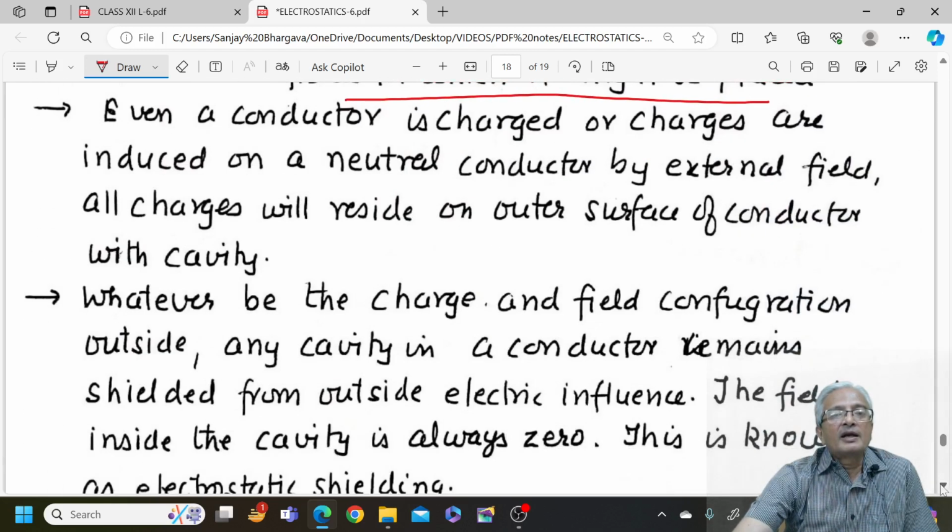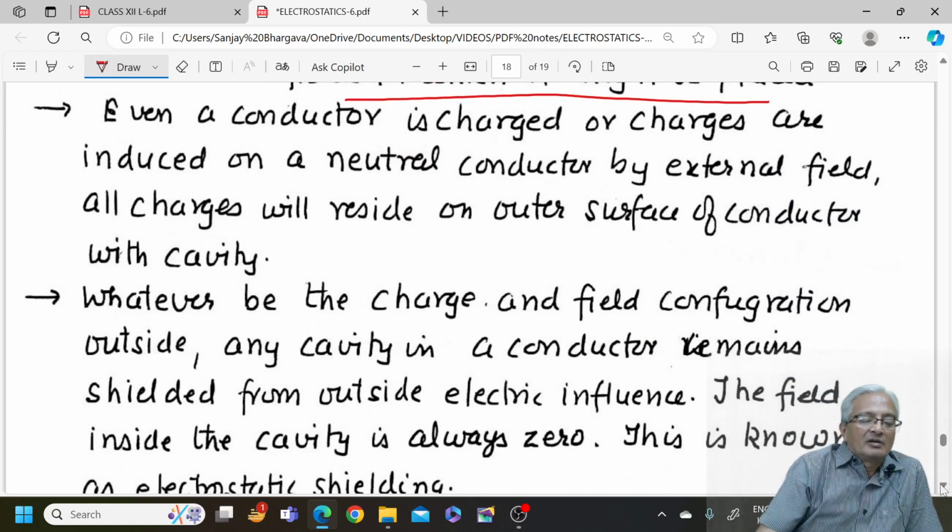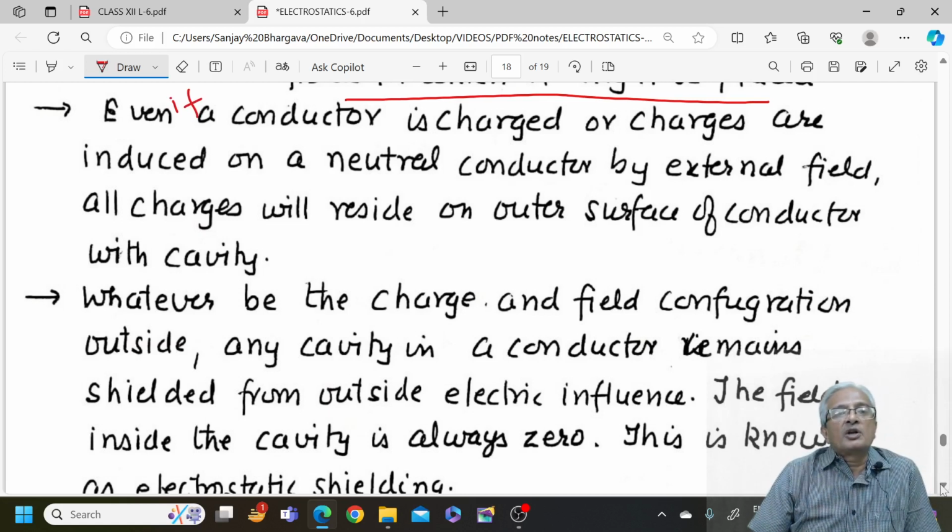Even if a conductor is charged, or charges are induced on a neutral conductor by an external field, all the charges would always live on the outer surface of the conductor with the cavity. Whatever charge you give, under whatever condition you give, all the charges would live on the surface of the conductor. None of the charges will move inside the cavity.